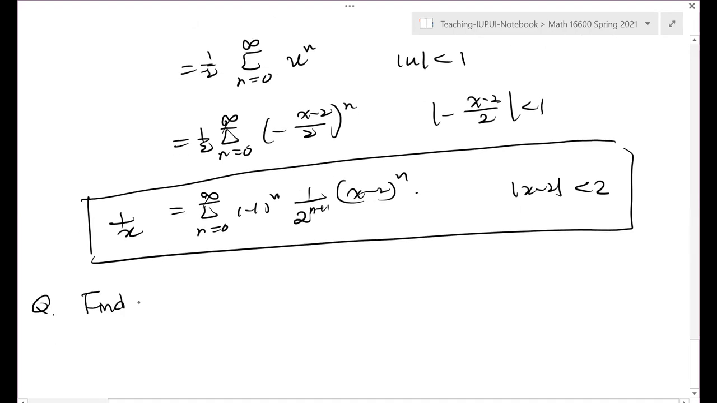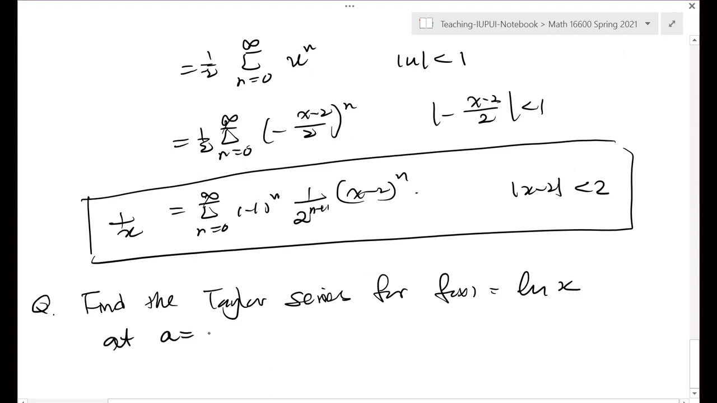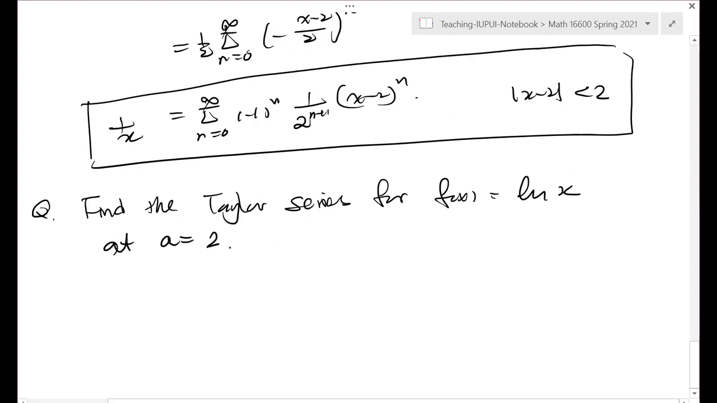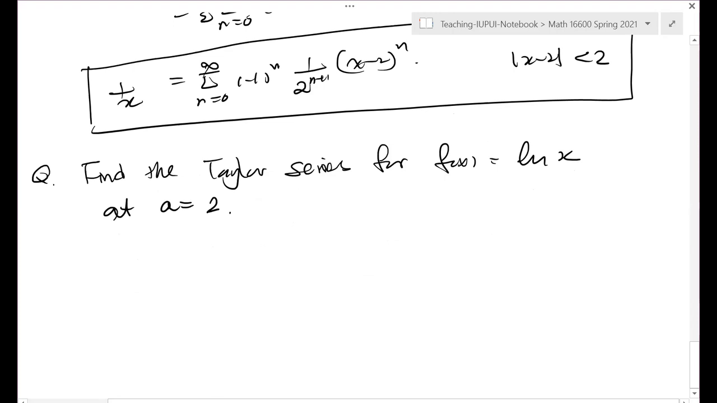So here's another question. Find the Taylor series for the function natural log of x at a equals 2. Try this. Either method you can use. Natural log of x is very nice. It's defined, note that, on the interval from 0 to infinity.